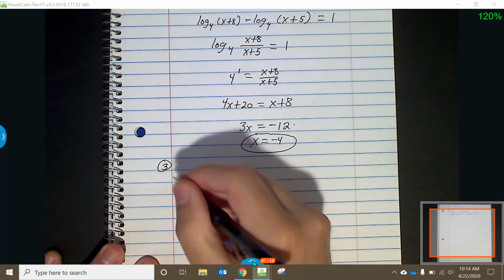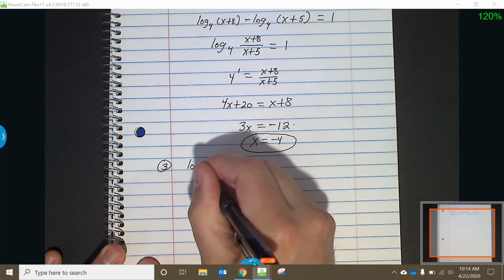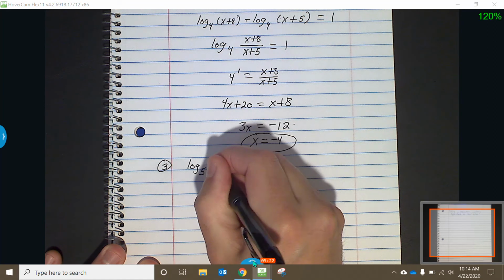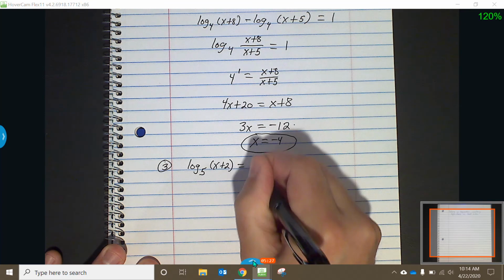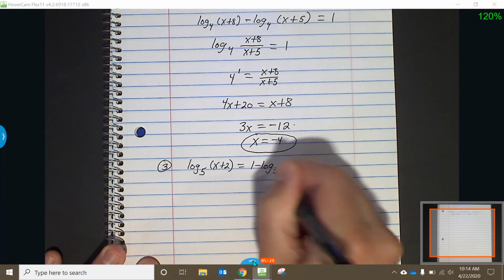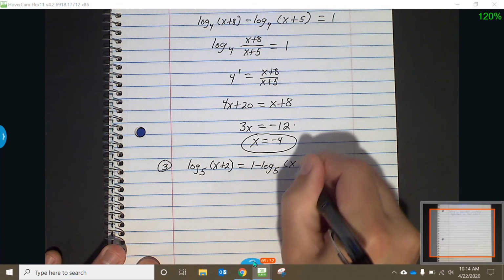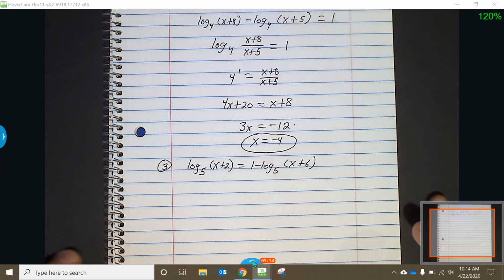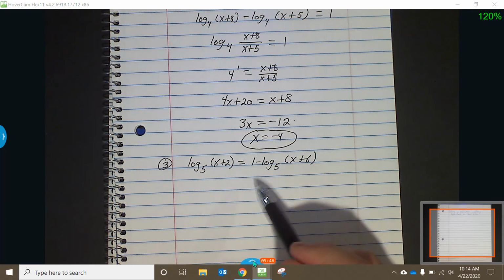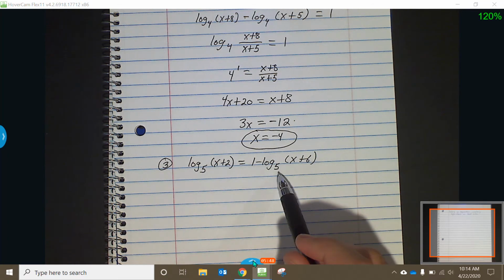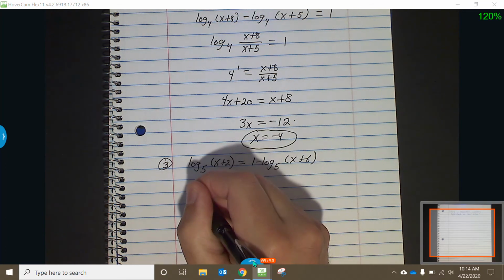And our last problem. Log base 5 of x plus 2 equals 1 minus log base 5 of x plus 6. So if you want to pause this and try it, go ahead and do that. I'm about to continue on with the answer. So in this problem, we're going to add this log base 5 of x plus 6 to both sides.